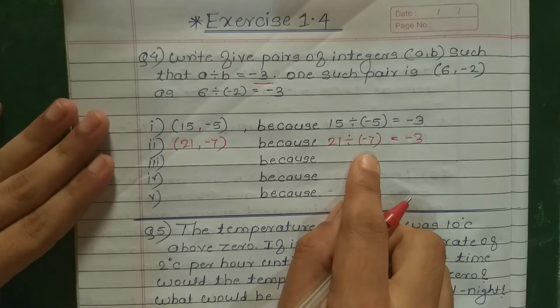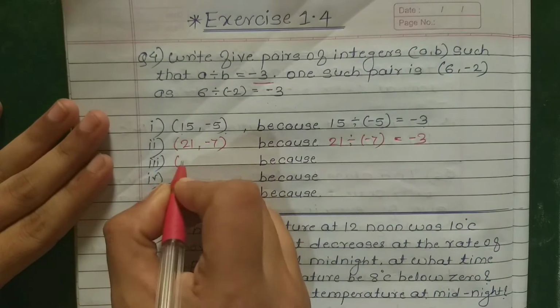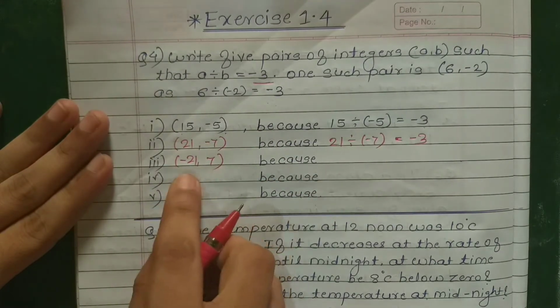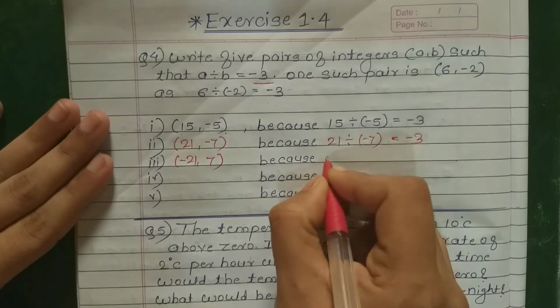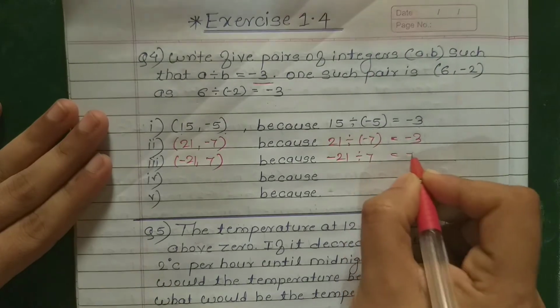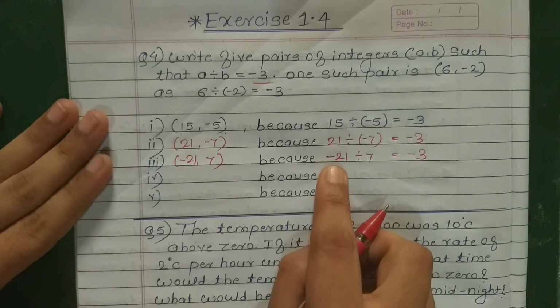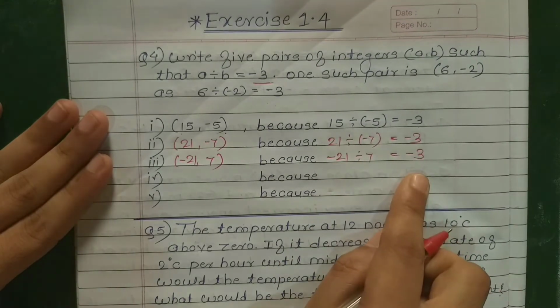Since one integer is negative here. Now if I write the integers negative 21 and 7, I change the pair to negative 21 and 7. But negative 21 divided by 7 also gives the answer negative 3. Since if one integer is negative, then the answer is negative.